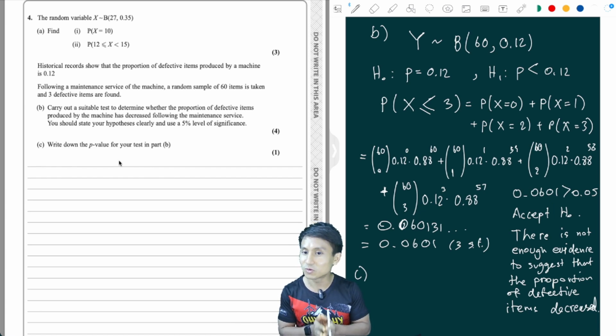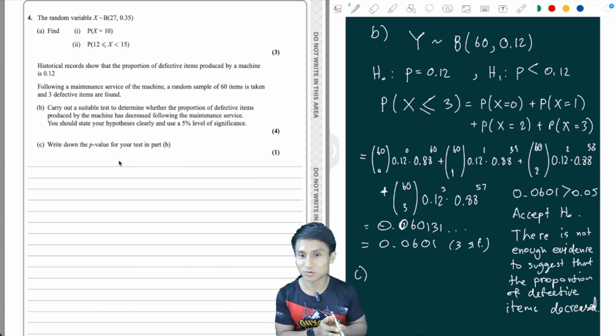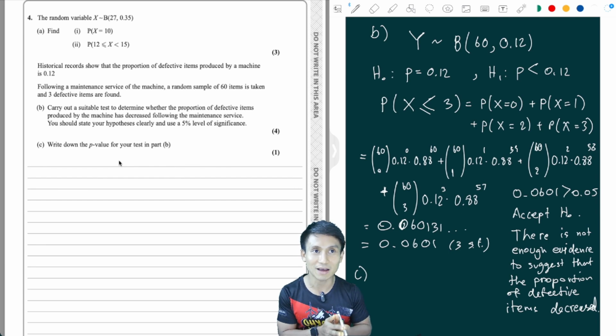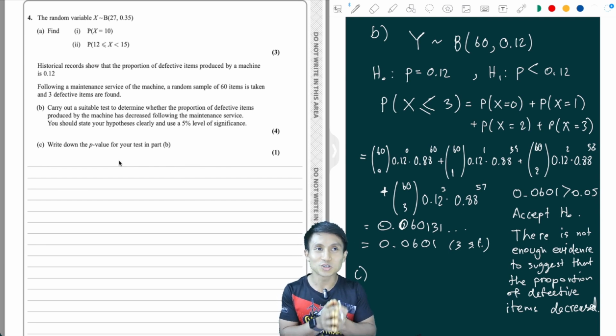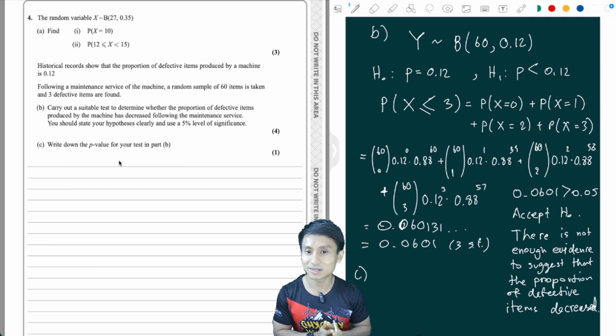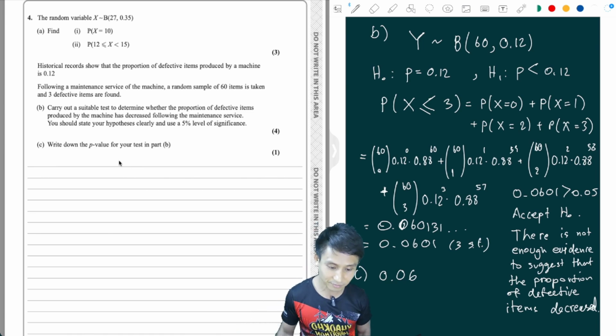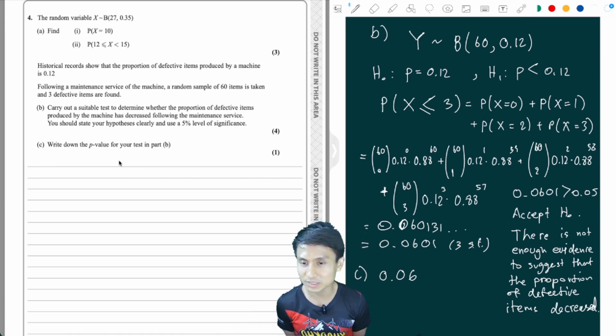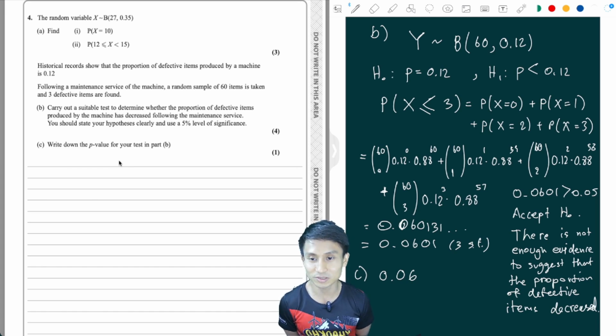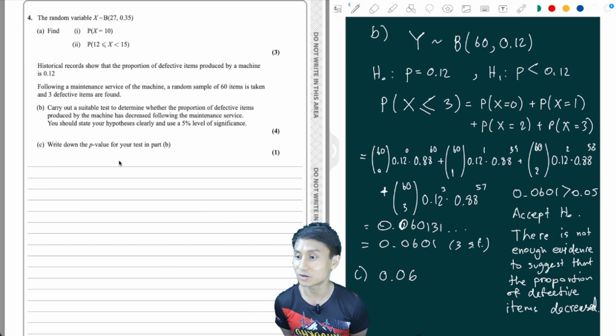So here, the value that would have made this sample, like the 3 defective items out of 60, significant, so that we reject the null, would be just about the same value that we calculate the probability here. So I'm just saying it's just 0.06. So it's basically 6% rather than 5%. So if we chose 6% for the level of significance, then the whole sampling there would have been significant, and we would have rejected the null hypothesis and hence suggested that there is a decrease, right?